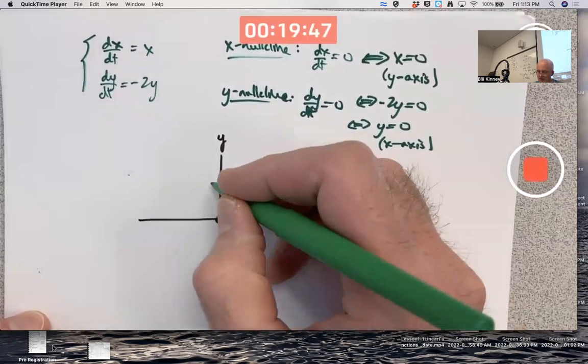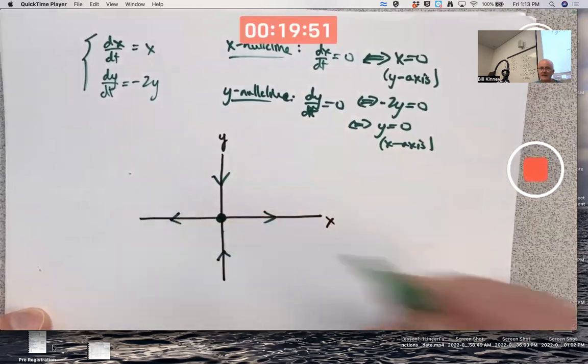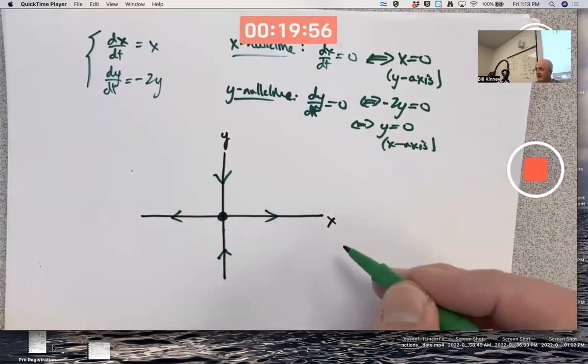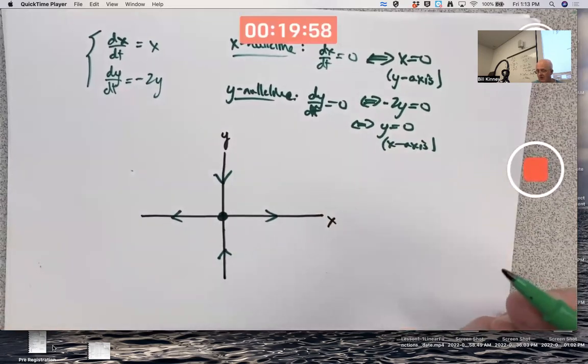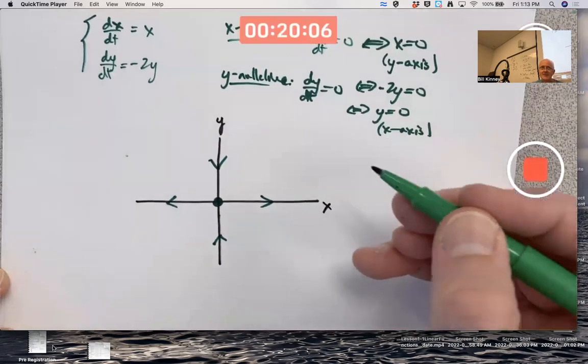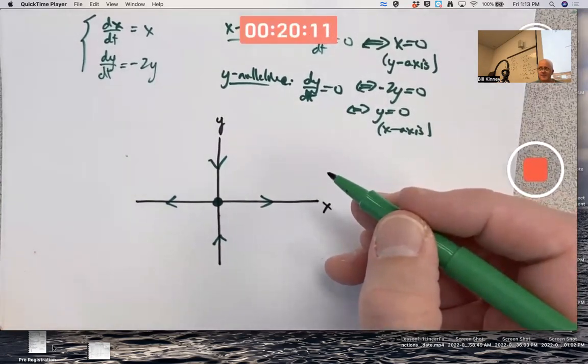I said in the y direction, solutions head toward the origin, and in the x direction, solutions head away from the origin. So in some sense, the origin is a sink in the y direction and a source in the x direction. Overall, though, what do we call it? A node? Does anybody read ahead enough to know what to call this? Read ahead in the book or watch the videos ahead. We don't call it a node in 2 dimensions. It's related to horseback riding. It's a saddle point. Yeah.